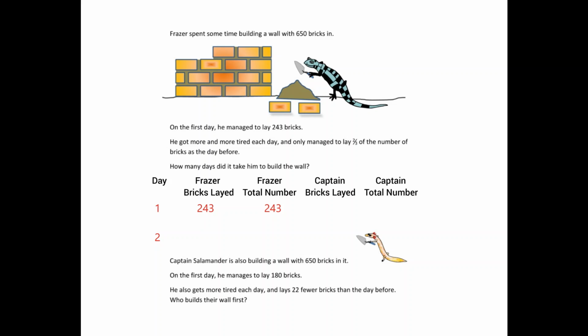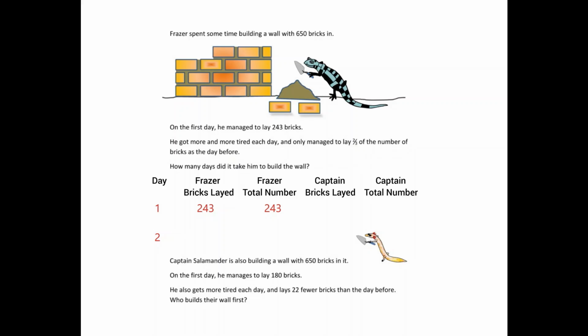The next sentence below that says, he got more and more tired each day and only managed to lay 2/3 of the number of bricks as the day before. So using our math skills along with our reading and comprehension, we know that each day after that, he was getting tired, and he was only laying 2/3 of the amount of bricks he had put down the day before.